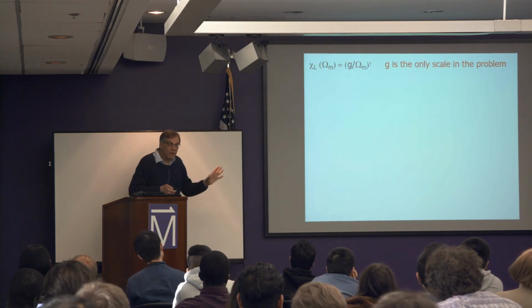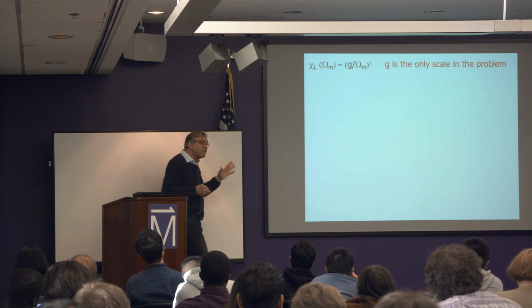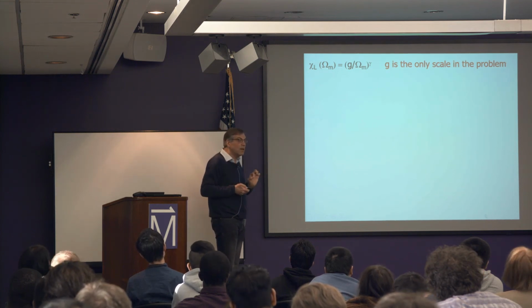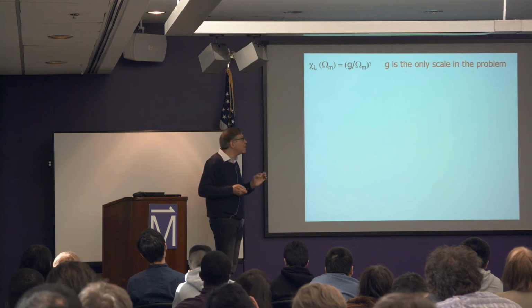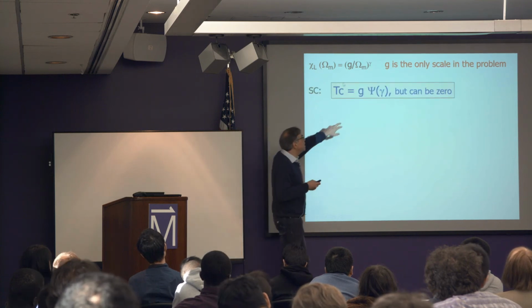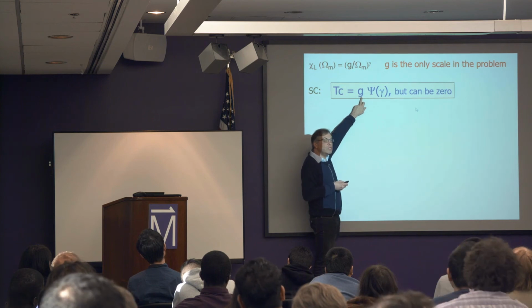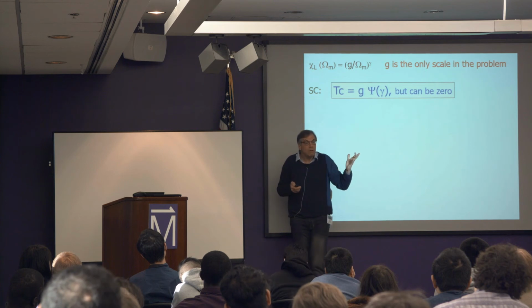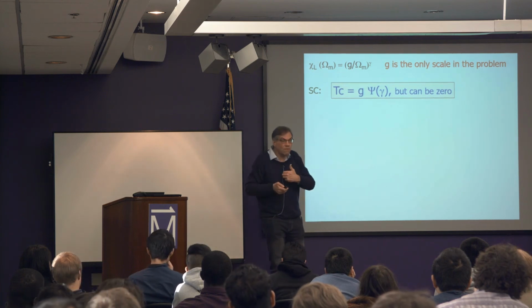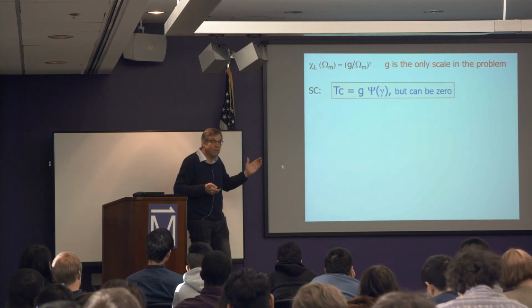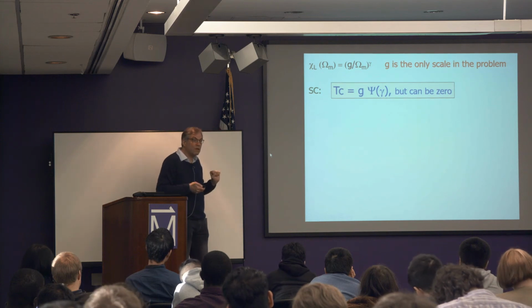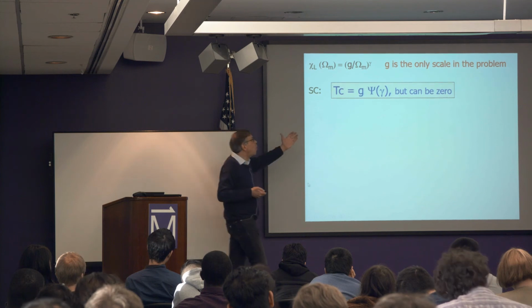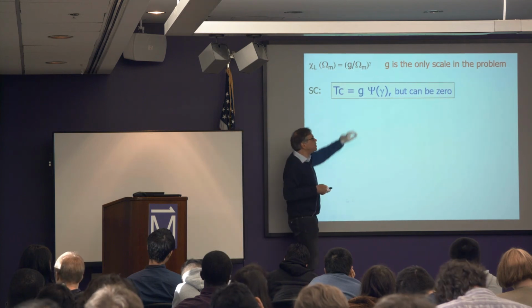So now back to scales. I want to tell you something very simple, that there is only one scale, letter G. What it means is that when I solve for the pairing, Tc by definition is equal to this overall scale G times some function of exponent gamma, but it can be 0. It can be that non-Fermi liquid completely kills superconductivity. We'll see whether this is the case or not. But anyway, there is no other letter. It's just letter G. So the overall scale for Tc is set by letter G.